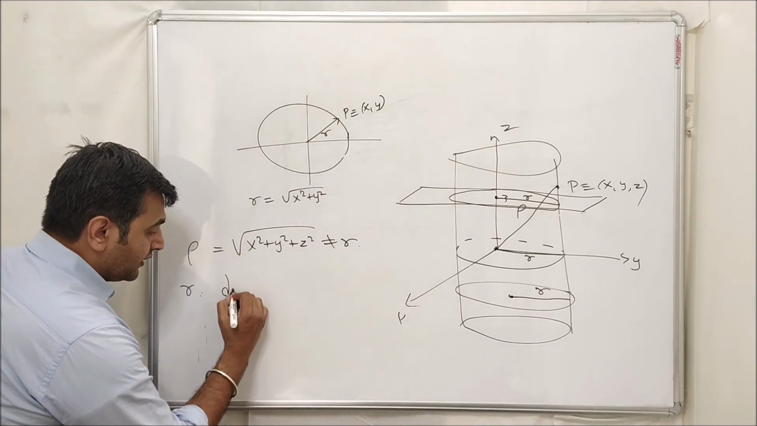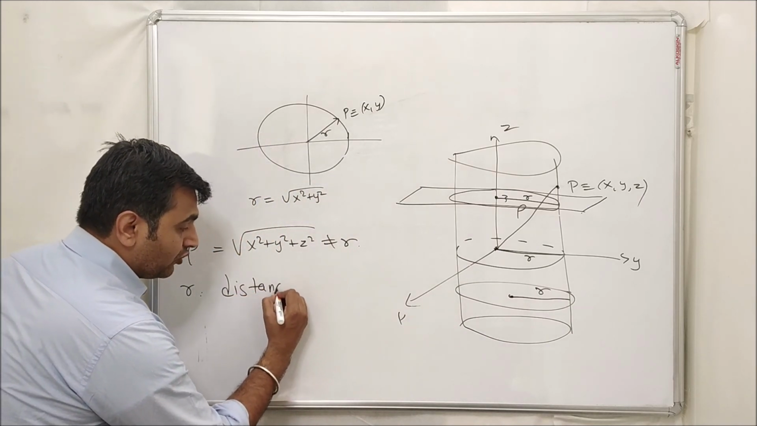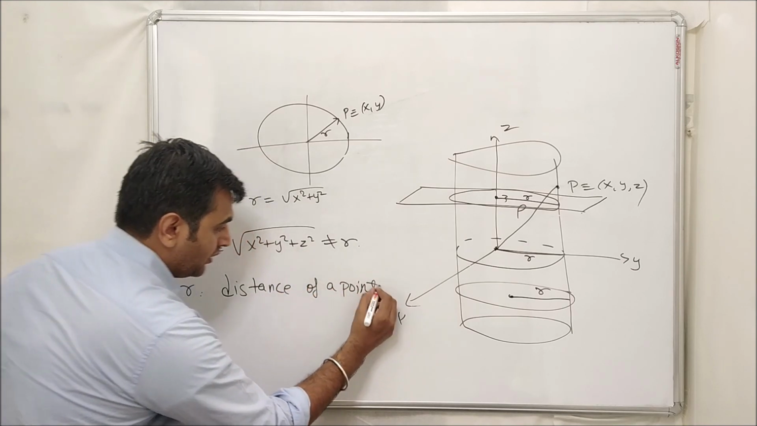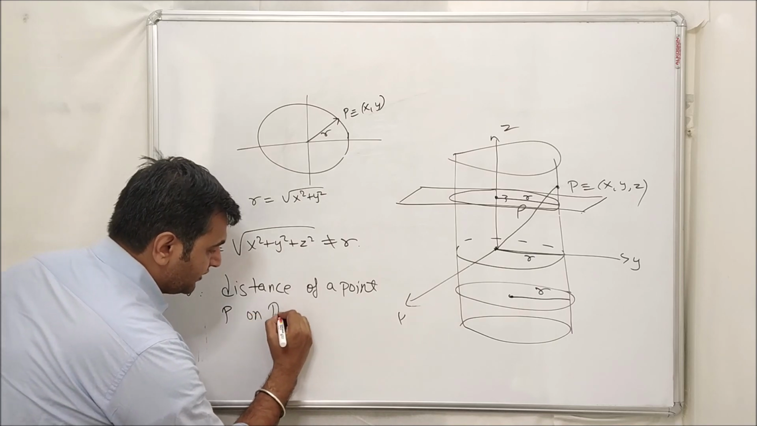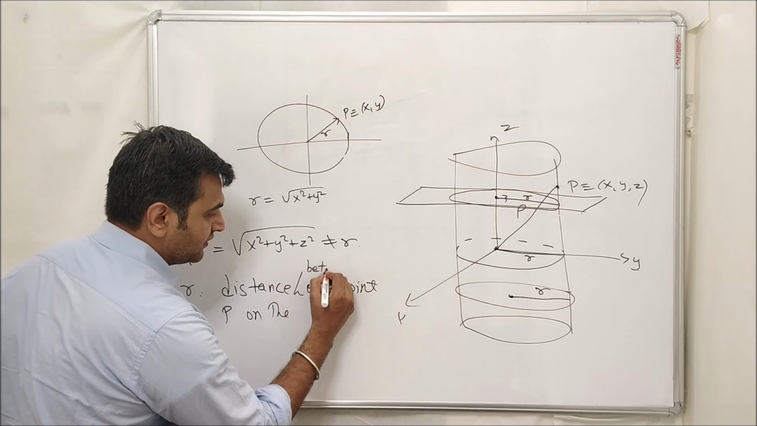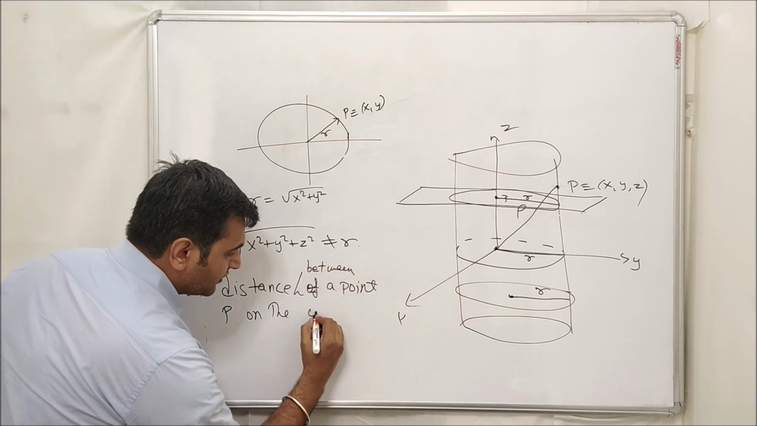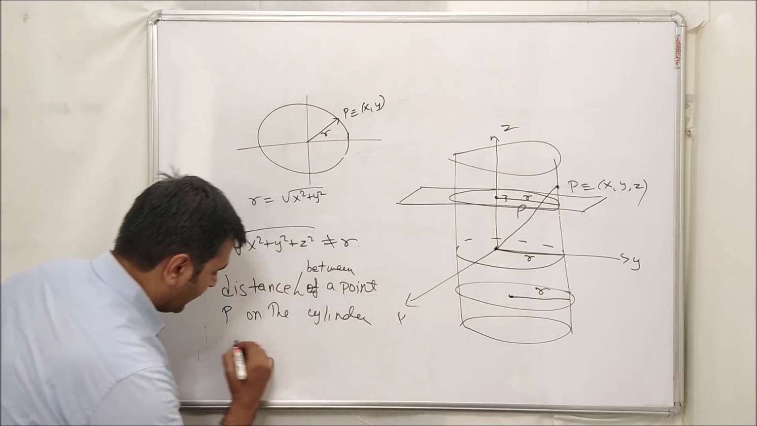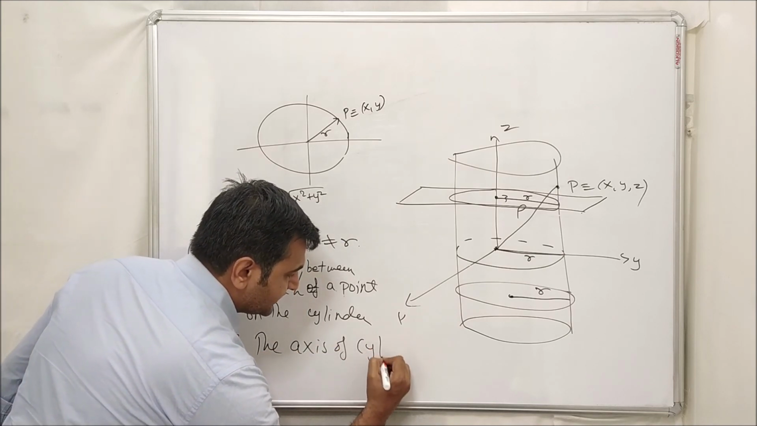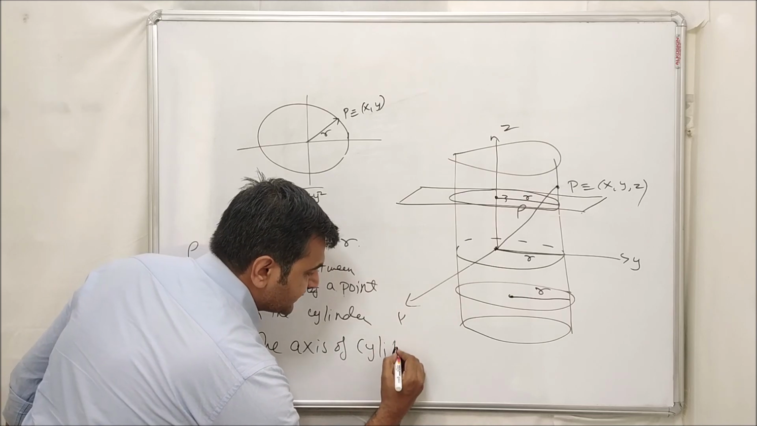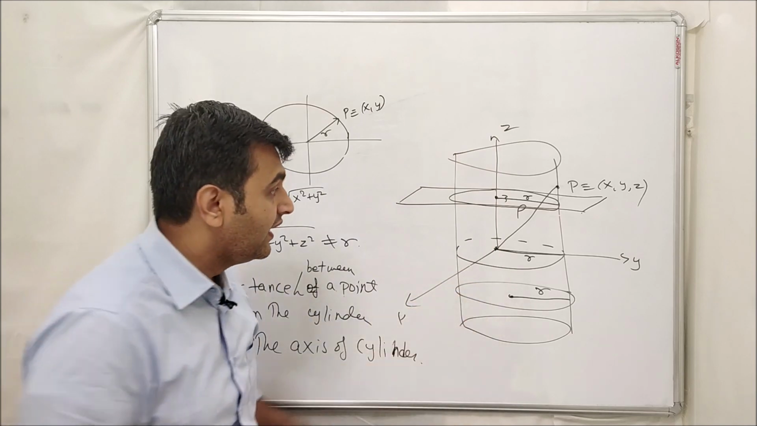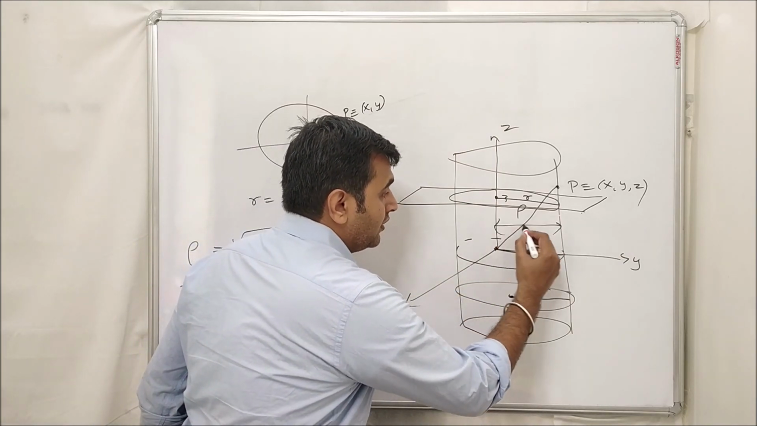So what is your r? Keep this in mind. If you take a point P on the cylinder, it is the distance between a point on the cylinder and the axis of the cylinder. As you can see, the cylinder is symmetric about the z axis. So here the axis of the cylinder is the z axis. And this is your r.